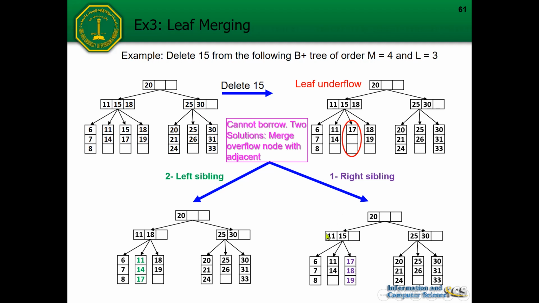We need to remove one from it. Because this key is now being shared by this node and this node, we cannot remove this 11 from the parent. Similar with this 15, this key is being shared by this node and this node, so we cannot remove it. Then the 18, after the combining of this underflow node with the right sibling, this key does not point to anything. That's why we need to remove this key.